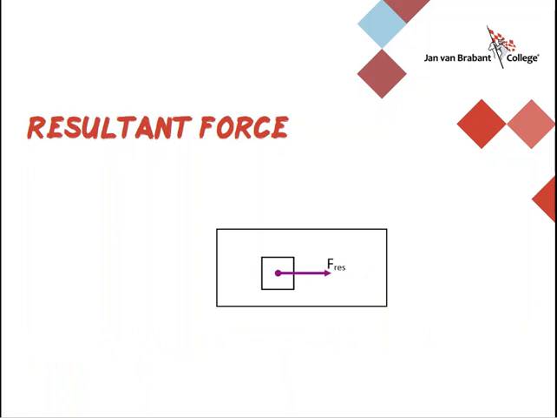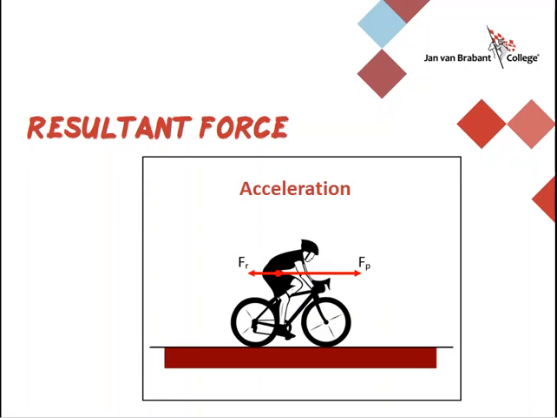You may wonder, what's so special about the resultant force? The answer: the resultant force can tell us what will happen to the motion of an object. When the driving force is larger than the resistance force, the object will accelerate. When the driving force is smaller than the resistance force, the object will decelerate. And when the driving force is equal to, but in the opposite direction to the resistance force, the object's speed will not change.